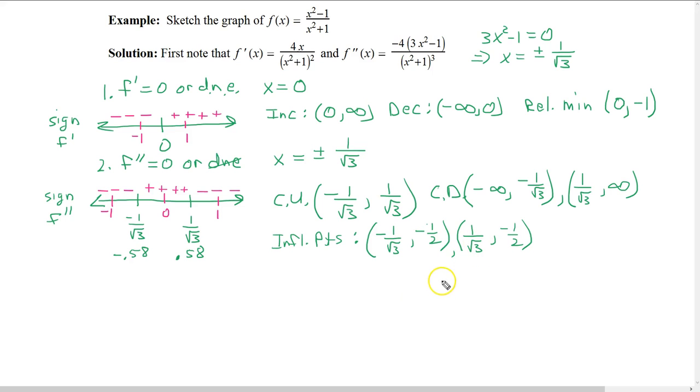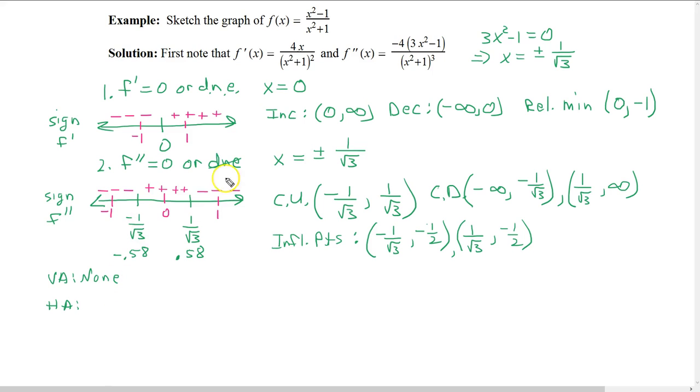So there are our inflection points. Now let's check out any vertical asymptotes. Well, we don't have any vertical asymptotes because the denominator up here is never 0. X squared plus 1 is never 0, so no vertical asymptotes. Let's check out any horizontal asymptotes. No vertical asymptotes.